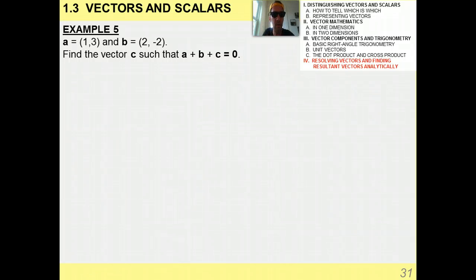Example 5. Pause the video. Try this one. Draw these vectors on this piece of graph paper. Pause it and draw the vectors. Trust me, you want to do that. So I have A and B. I want to find a vector C such that A plus B plus C equals 0.